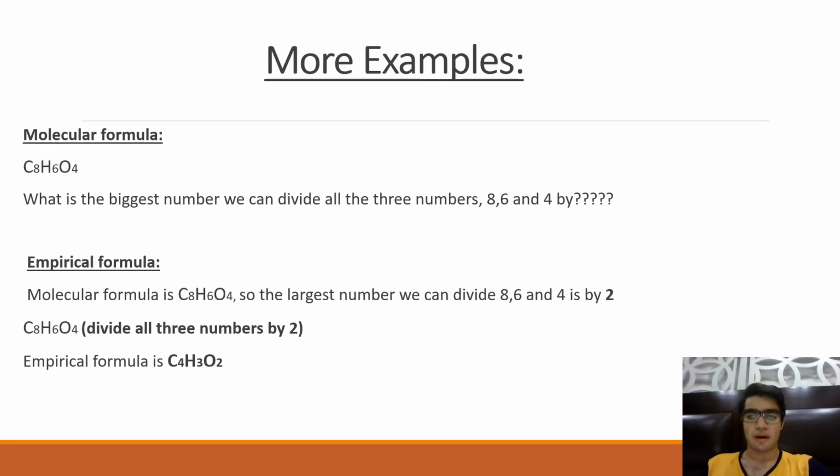So here we have the molecular formula C8H6O4.